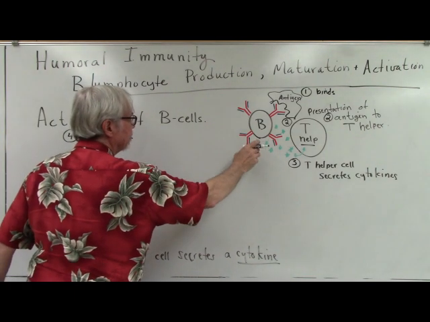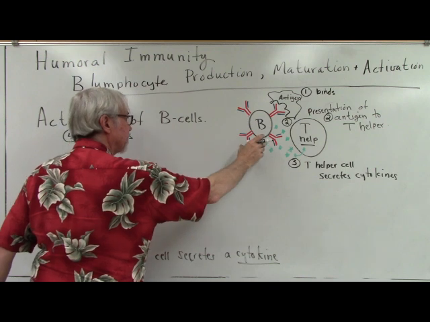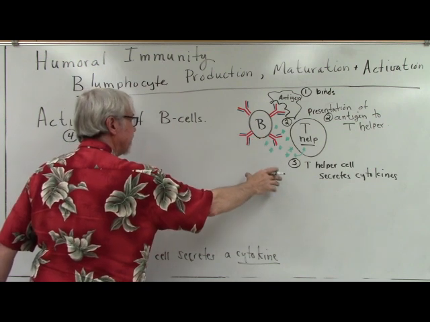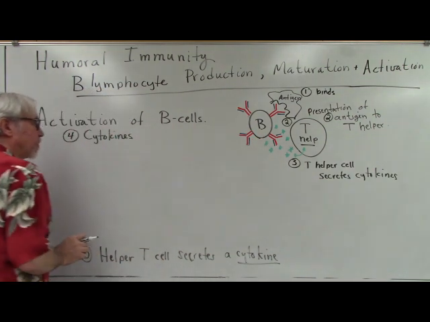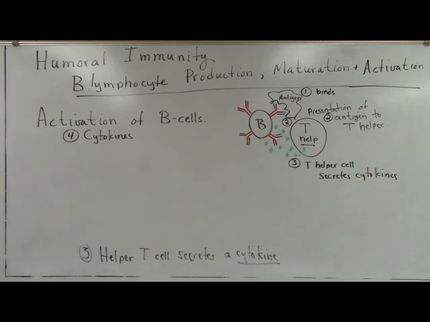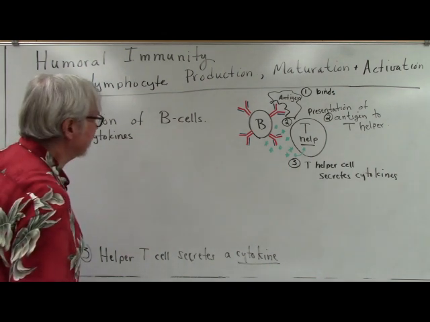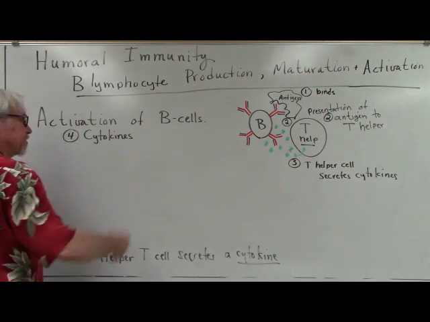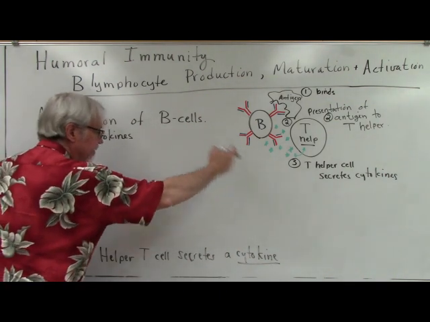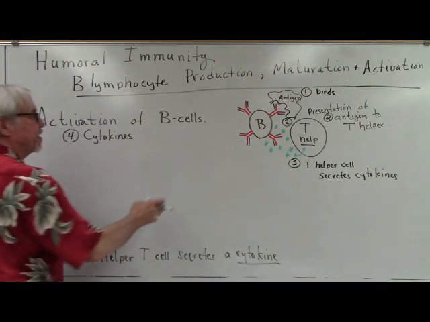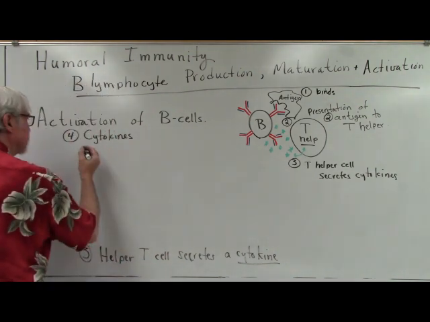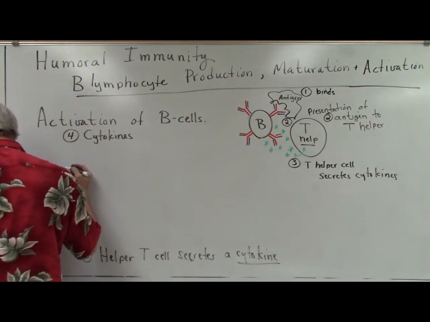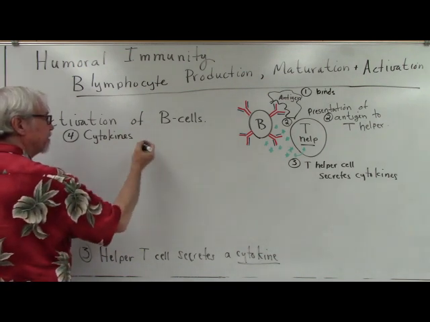So it's going to double, make 2, double again, make 4, double again, make 8, 16, 32, 64, 128, 256, 512, 1024, 2048, and so on and so forth. So you see it's exponential. It's going to double and make thousands of B cells exactly like itself. So the cytokines cause a clonal proliferation of the B cell.